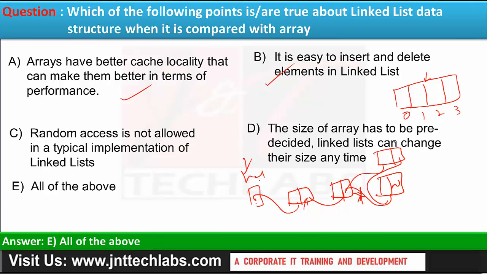And the size of the array has to be predefined. If you want to declare an array variable, we need to mention the size. But here, no need to mention anything. We can keep on extending. This is dynamic in nature. This is static in nature. That is the disadvantage of arrays. So all are correct. We should know each and everything. Don't select blindly one or two. Sometimes all answers will be correct. Sometimes none of the answers will be correct.